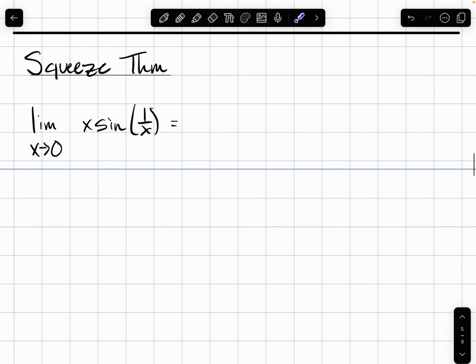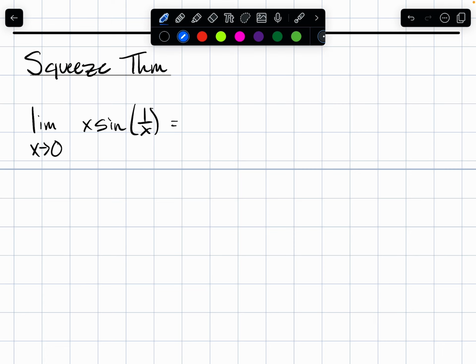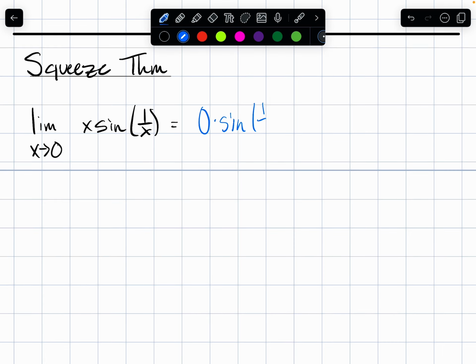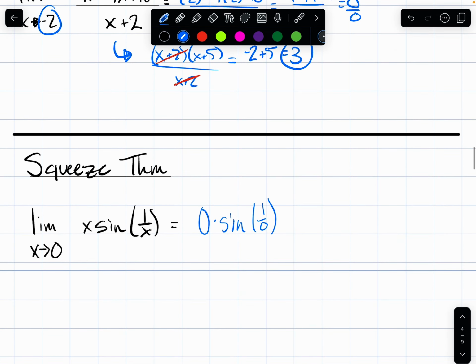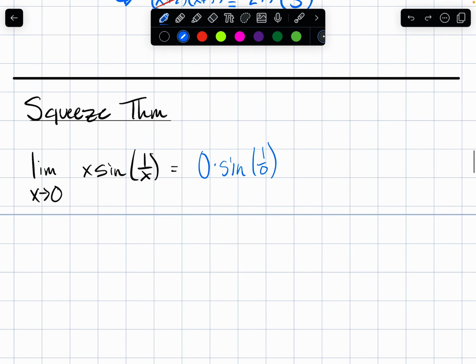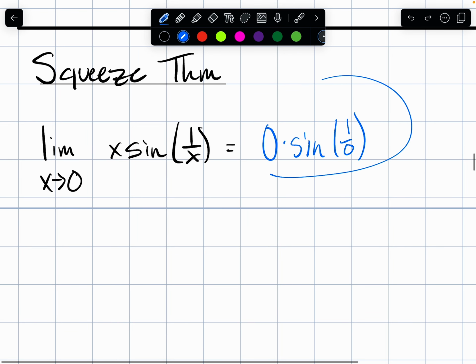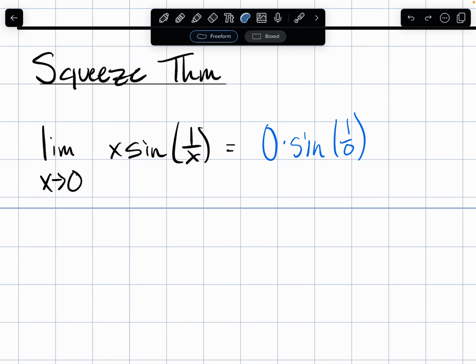First is the squeeze theorem. Notice if I were trying to do this analytically, what I'd get is 0 times sine of 1 over 0. And that 1 over 0 is no good. This is undefined. I can't just plug this into a calculator. It's going to spit out an error. So what I need to do is come up with a different way to solve it.